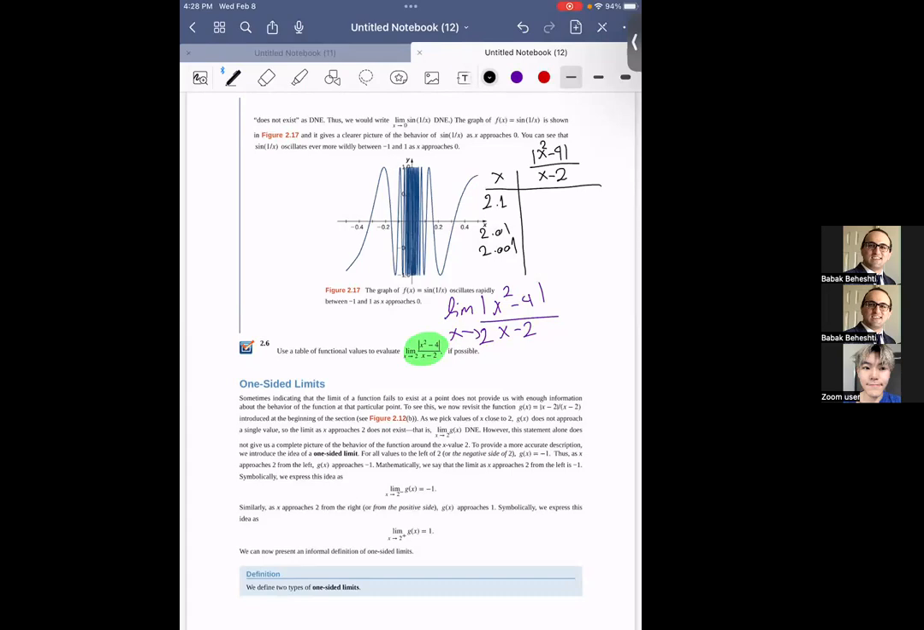So let us compute. If you make a table, you can see the value of this limit for different values of x, like 2.1, 2.01. If you compute this fraction, you will see that the value approaches 4, right? So let me use another way to show that this limit is equal to 4 using algebra.